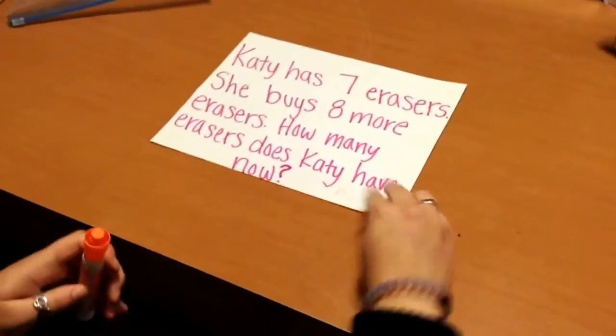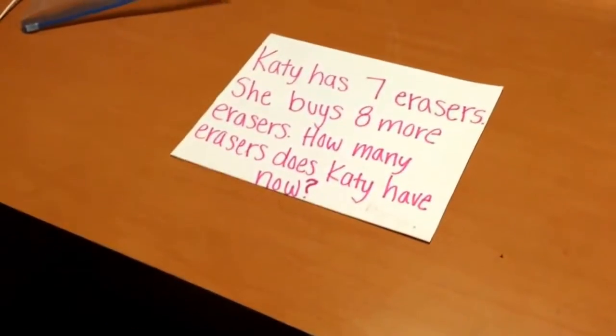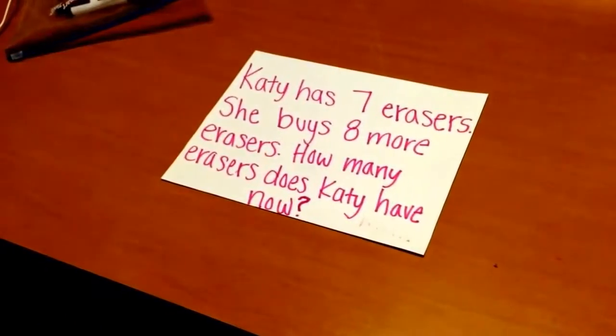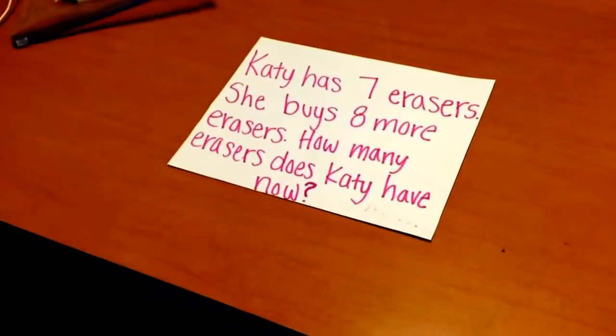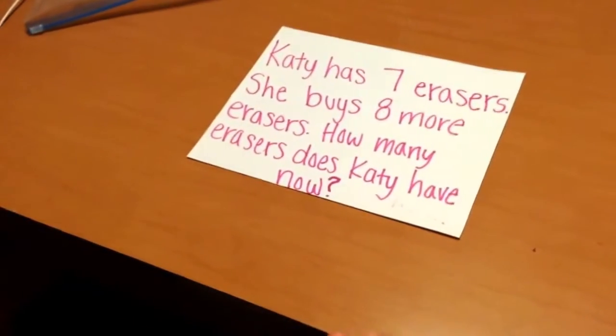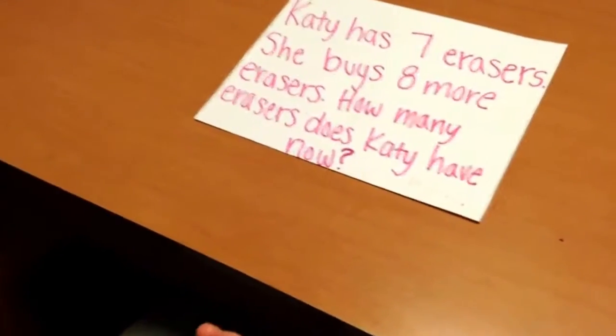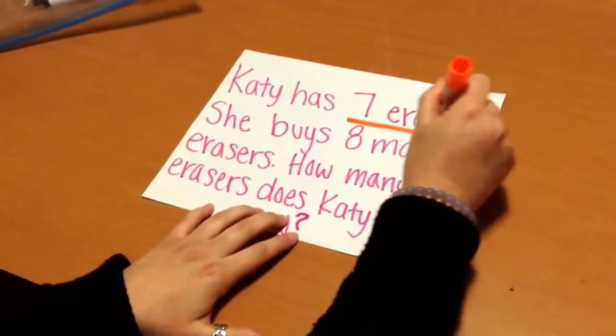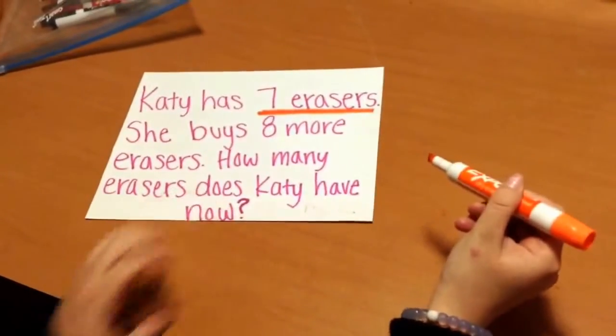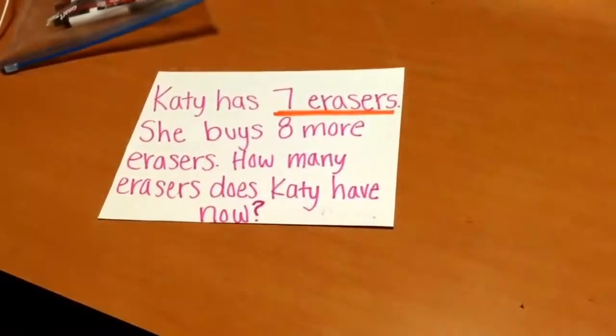And our word problem for today is: Katie has 7 erasers. She buys 8 more erasers. How many erasers does Katie have now? So the first thing to do with a word problem is you want to identify what is given. So we know that Katie has 7 erasers. So she has 7 erasers to start with.